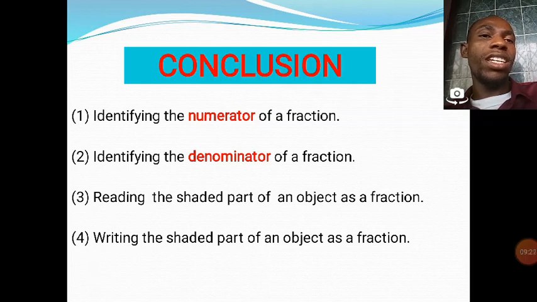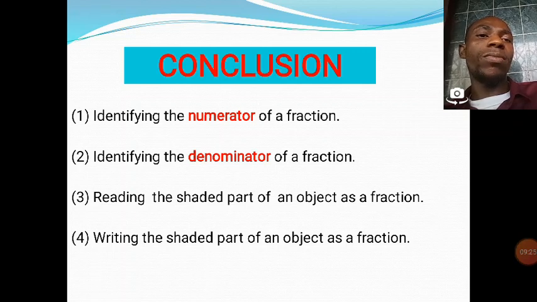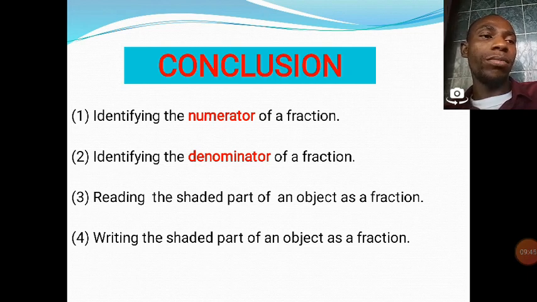Let's go through that again. We learned about the numerator of a fraction, the denominator of a fraction, and then we also learned to read the shaded parts of an object as a fraction, and to write the shaded parts of an object as a fraction.